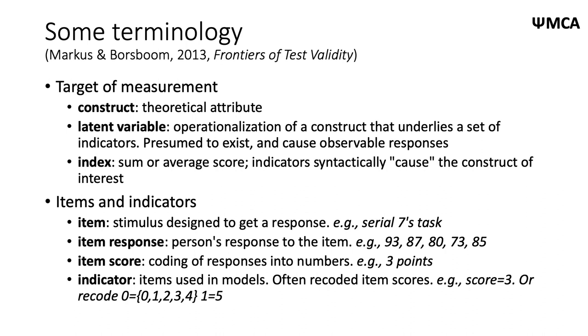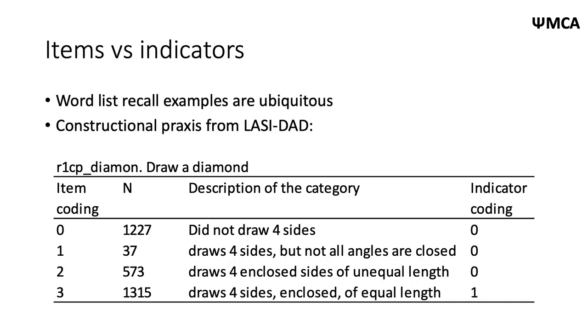It can be a recoded item score. Sometimes it is the item score. For example, for serial sevens, I may choose a score of 3, or I may recode a 1 as completely correct, and a 0 if you made any mistake on the serial sevens, depending. In neuropsychology, there are lots of examples with word list learning tasks. For example, if you've got a 10-word list, you could have 10 different indicators for each word, correct or incorrect. You can have a sum of the number correct. And there are a number of other things.